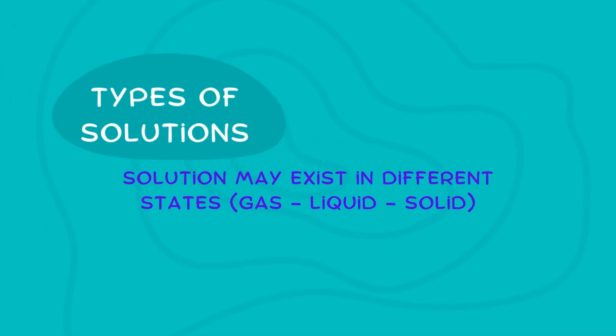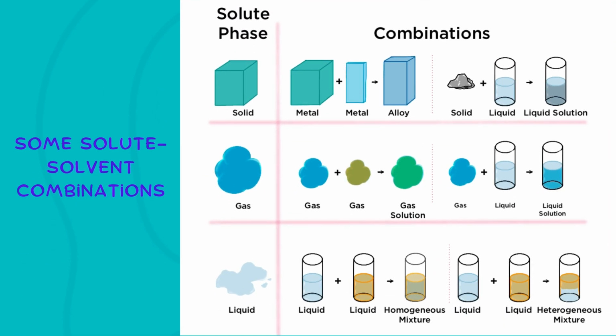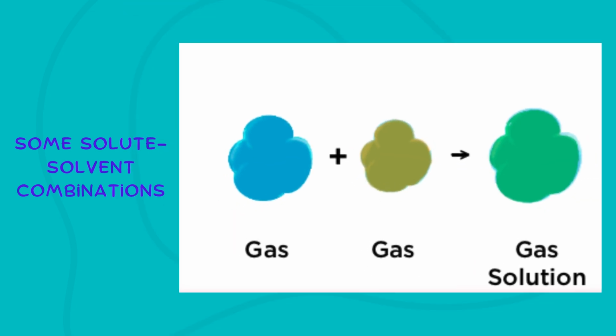Solutions can exist in various states of matter, depending on the states of the solute and solvent. Here are the types of solutions according to the solute-solvent combinations. The first type is the gas and gas solution. In this solution, both the solute and solvent are gases. An example for this is the air. In the air we have oxygen, nitrogen, and many other gases mixed together.